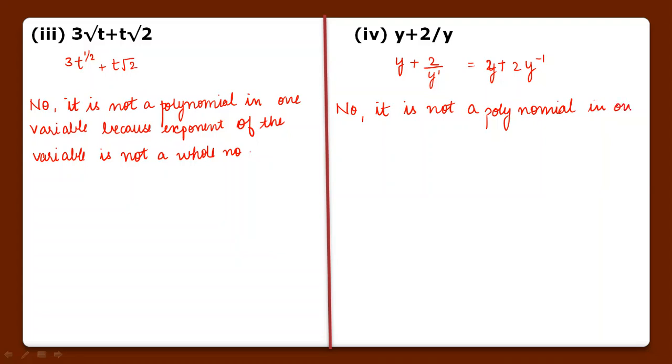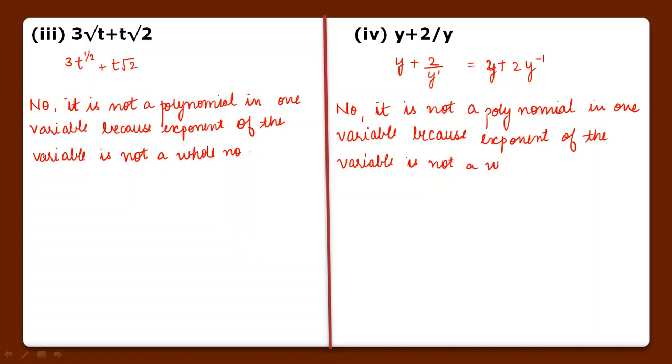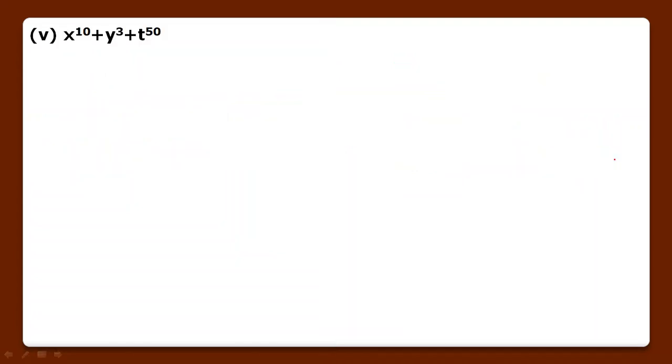in one variable because exponent of the variable is not a whole number. So this is what the reason is. Let's come to fifth part. x raised to the power 10 plus y raised to the power 3 plus t raised to the power 50. It is not a polynomial in one variable.